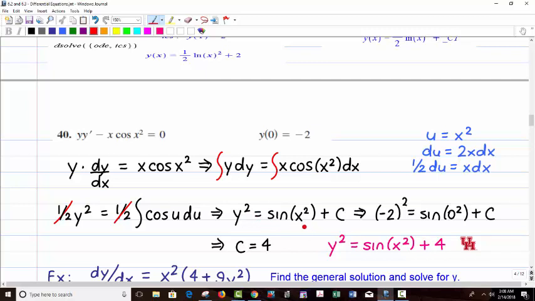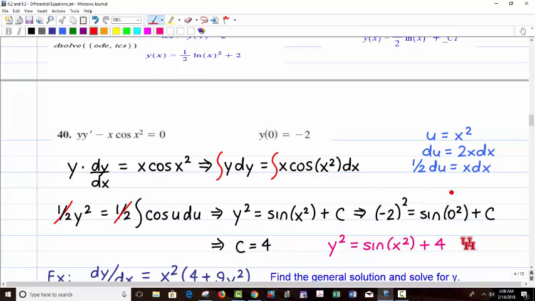So we have sine of x squared plus c, and then I put in 0 for x and negative 2 for y. So I'll put in 0 there. That gives me sine of 0 squared. I have negative 2 on the left, so negative 2 squared. And that's going to give me a 0, so c would equal 4.